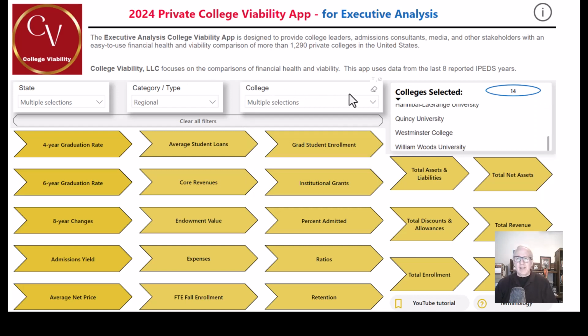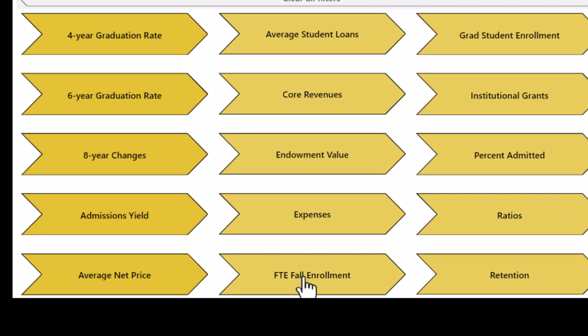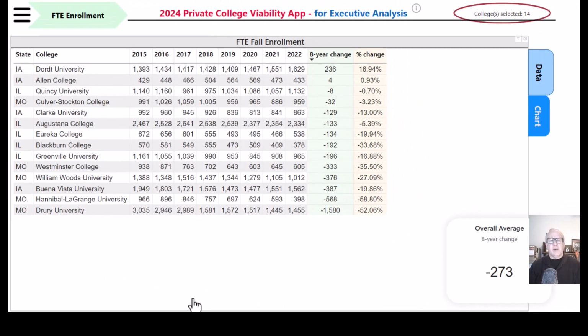So we've got the colleges selected. There's 14 private colleges in those 3 states. They're all regional in type. Let's take a look at the fall enrollment. And remember, we always use the FTE enrollment for the College Viability App. The full-time equivalent gives us, we think, a standard comparison from year to year. And so this is the set of colleges that I've selected for our demo.